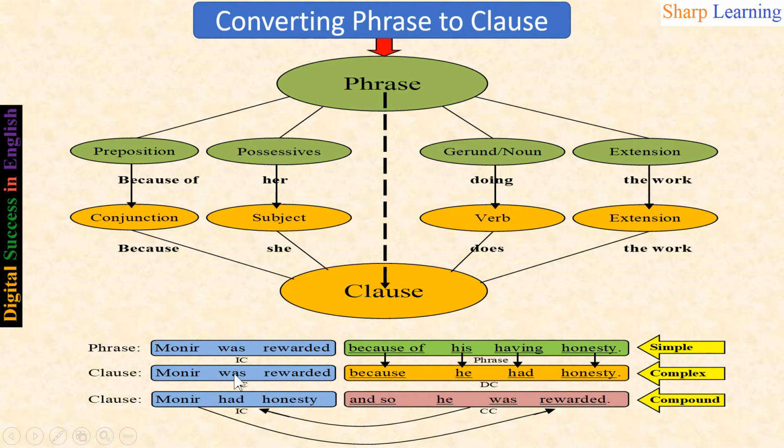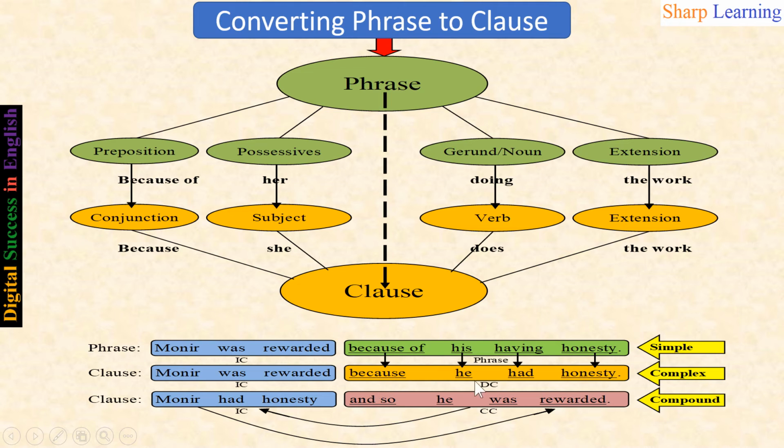Because in the independent clause we have seen the verb is past tense. Honesty, extension remains the same. So "because he had honesty", this dependent clause we have made from the given phrase of the simple sentence. Here we have used an independent clause and a DC. That means it has become a complex sentence.